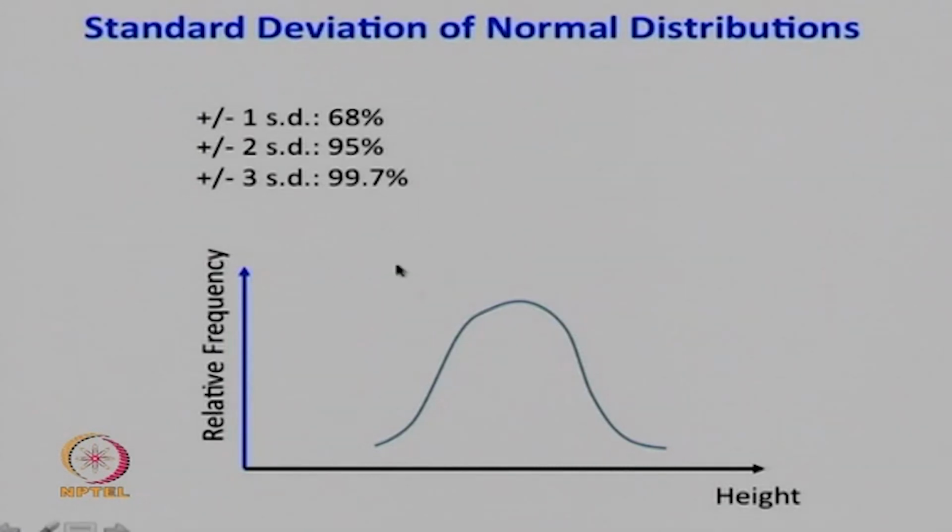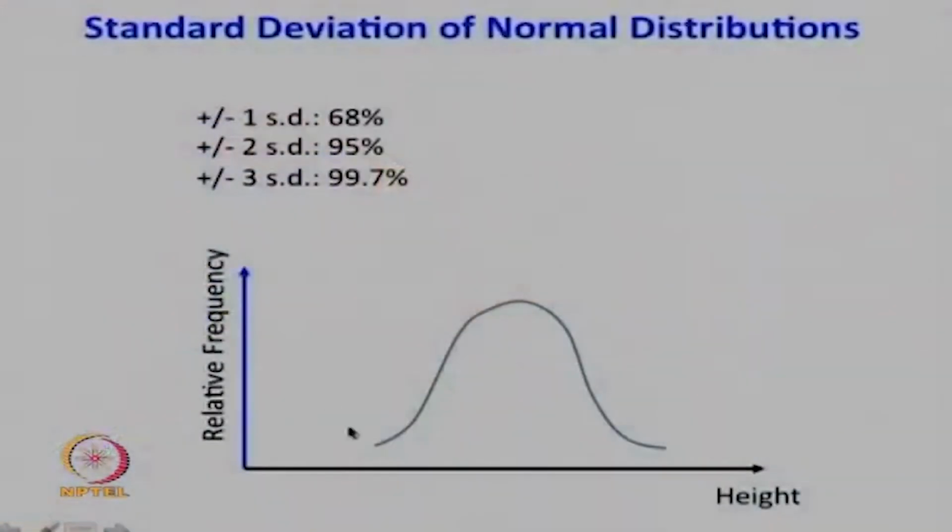For these kinds of distributions, what is known is that within one standard deviation, 68% of the data is there. Within 2 standard deviations, 95% of the data is there. And within 3 standard deviations, 99.7% of the data is there. Compared to what Chebyshev's theorem predicts, which is that within 2 standard deviations you have 75% of the data, this clearly tells you that Chebyshev's theorem is a much more conservative estimate.